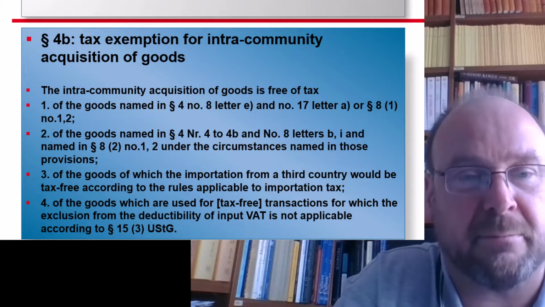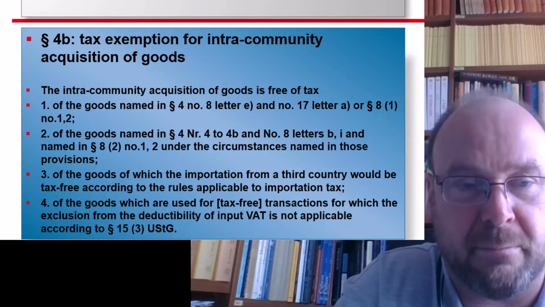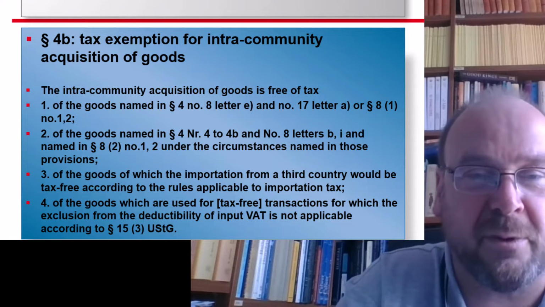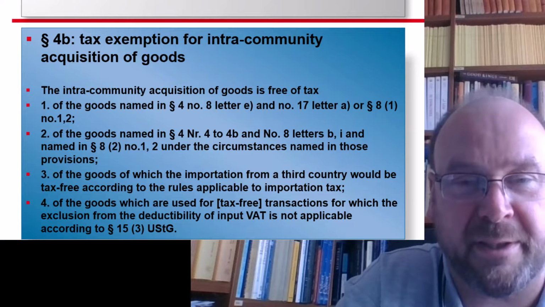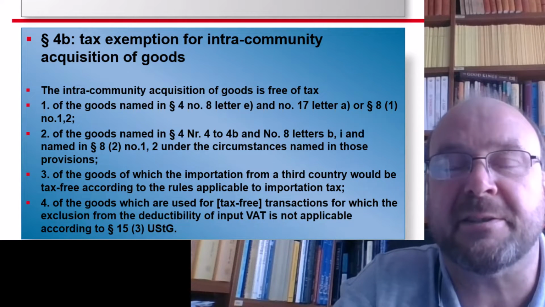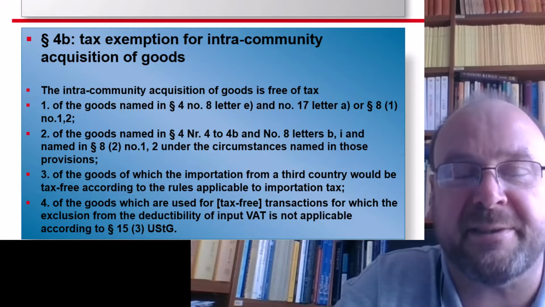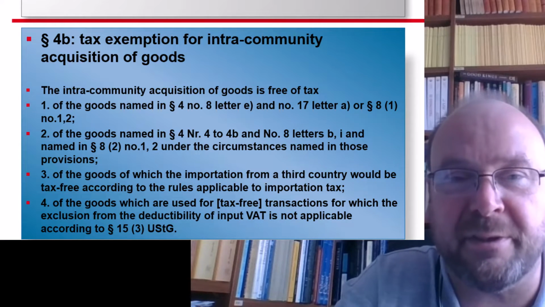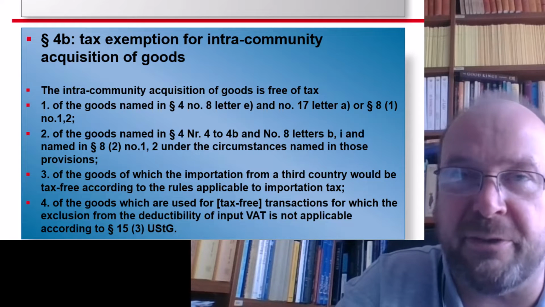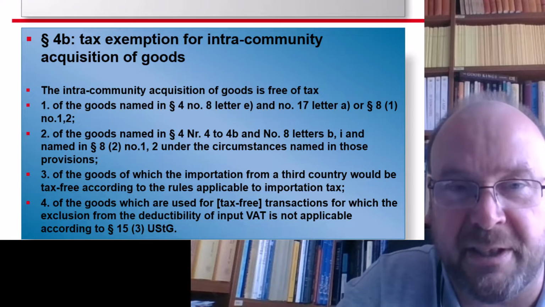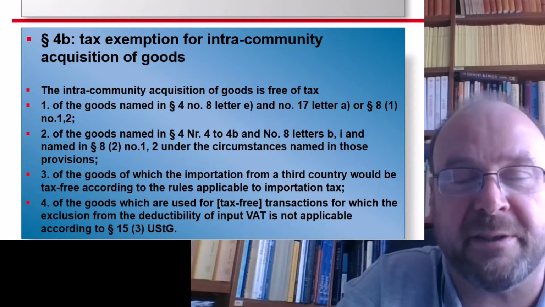You can immediately store in your memory, put into your brain, however you want to express this. You can immediately see one thing. In most cases, an intra-community acquisition of a good will not be free of tax. You will be fully liable to taxation if you are the buyer in an intra-community acquisition.